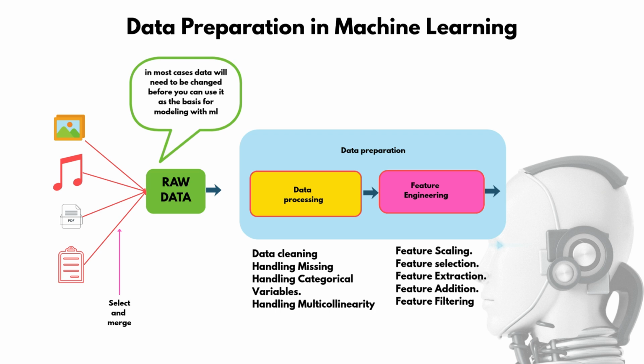In short, data preparation transforms messy raw data into structured, meaningful information that can be fed into a machine learning model. As the green box reminds us, in almost all cases, raw data needs to be changed before it can be modeled. So remember, the quality of your model directly depends on the quality of your data preparation.